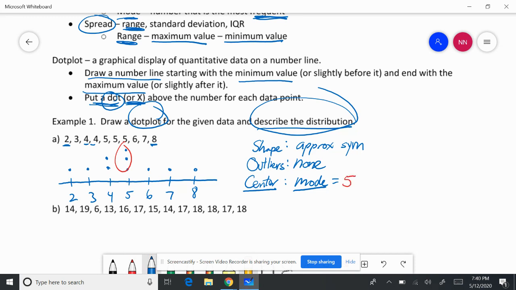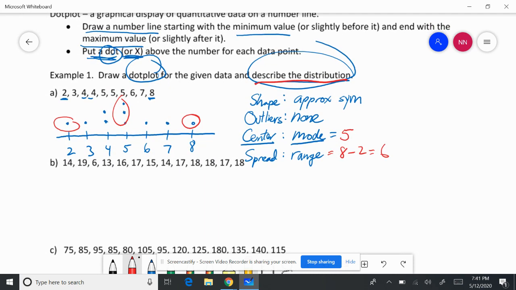And the last thing that we're going to do is the spread. Once again, there's a lot of spreads, but the spread that we're going to focus on today is just the range. And how we find the range is we take our maximum value minus our minimum value. So it would be 8 minus 2, which is 6. And that's how we describe our distribution.